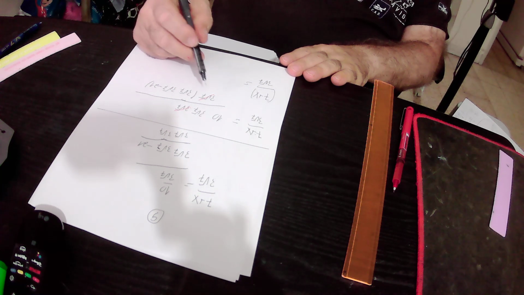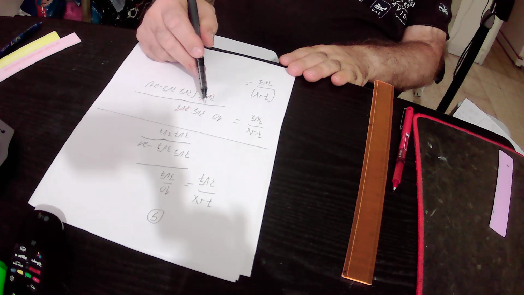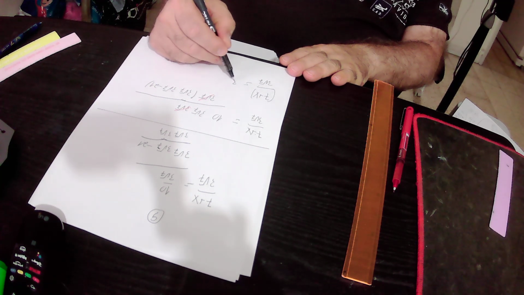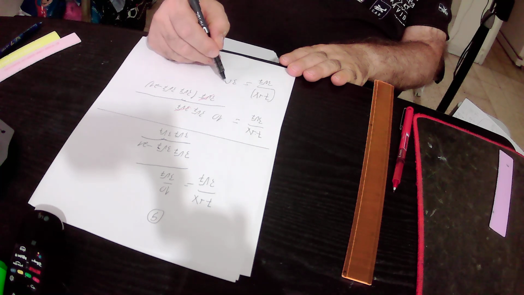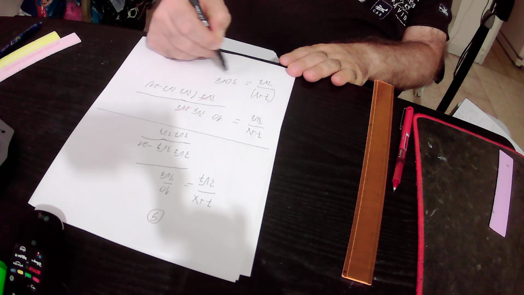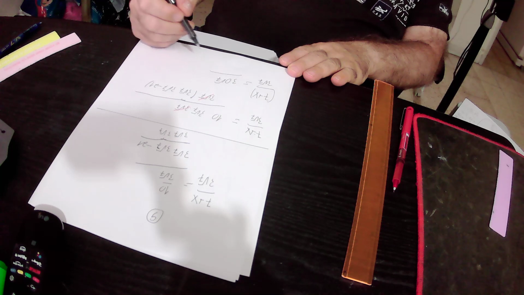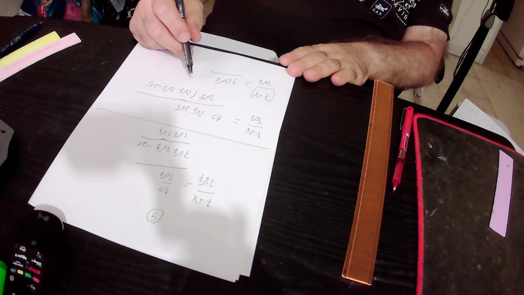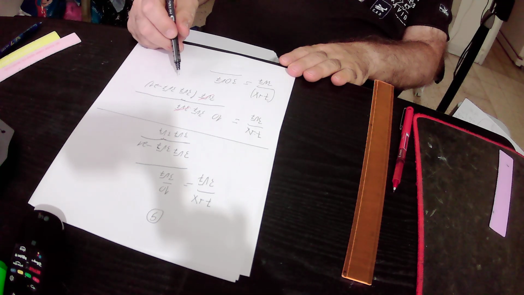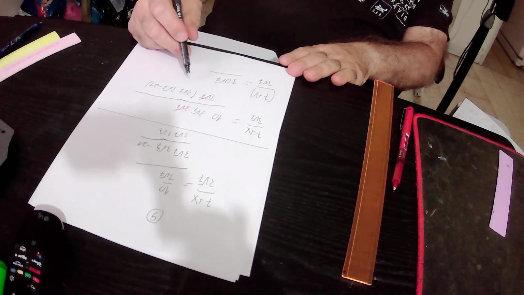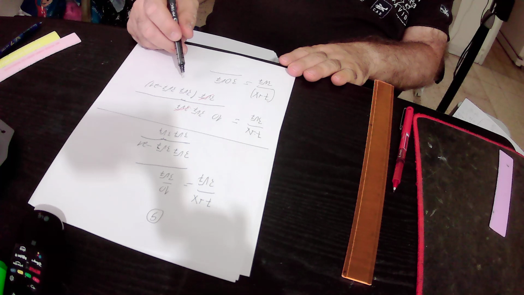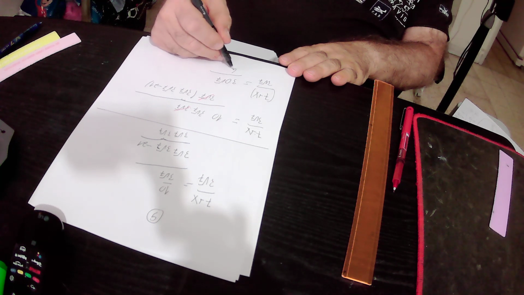equals, here we have 10 times 3 is 30, so in the numerator we have 30 times root 7 over, here 3 times root 7 times 3 times root 7 is 63, because 3 times 3 is 9 and root 7 times root 7 is 7, so 9 times 7 is 63.